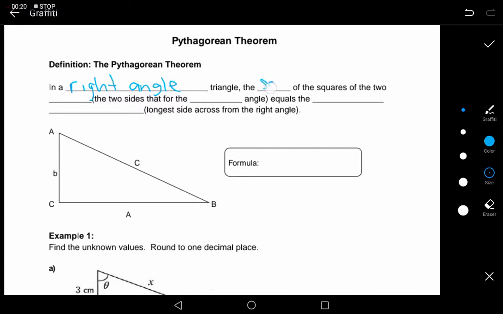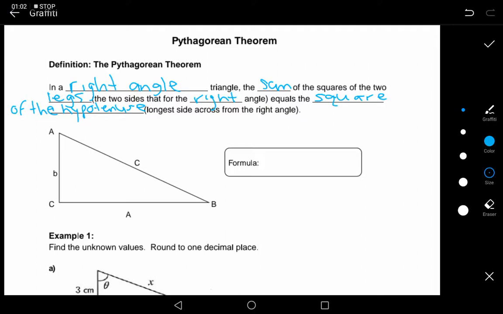the sum of the squares of the two legs, and when I say legs, that refers to the two sides that form the right angle, equal the square of the hypotenuse. Okay, and the hypotenuse is the longest side across from the right angle.